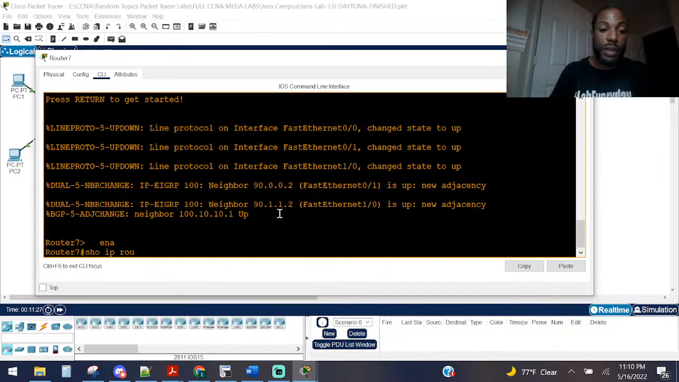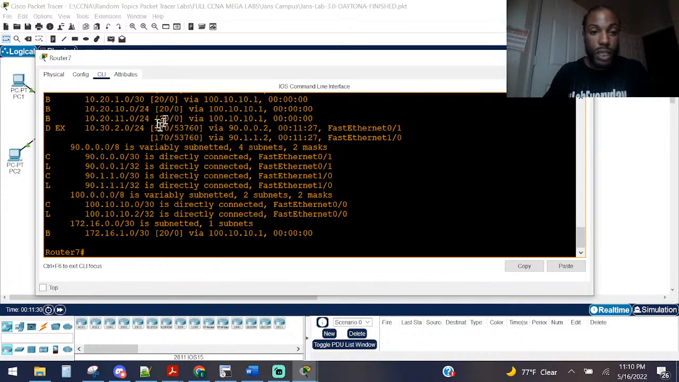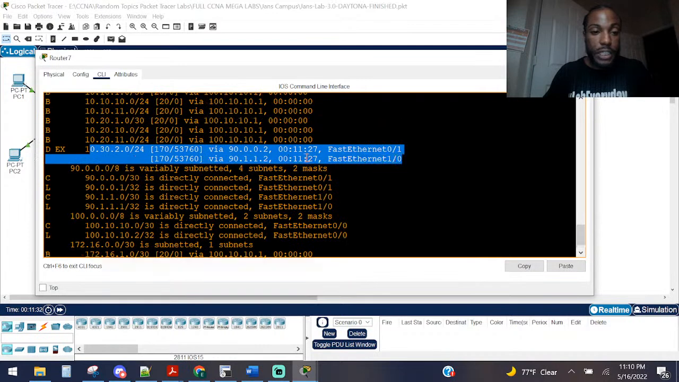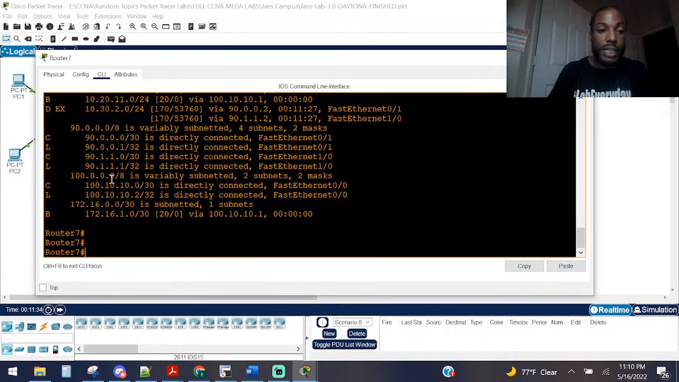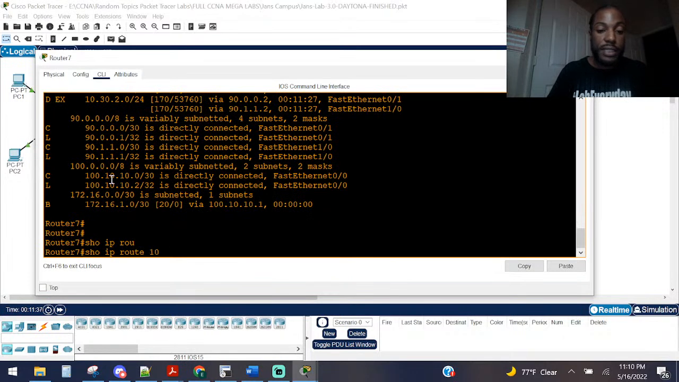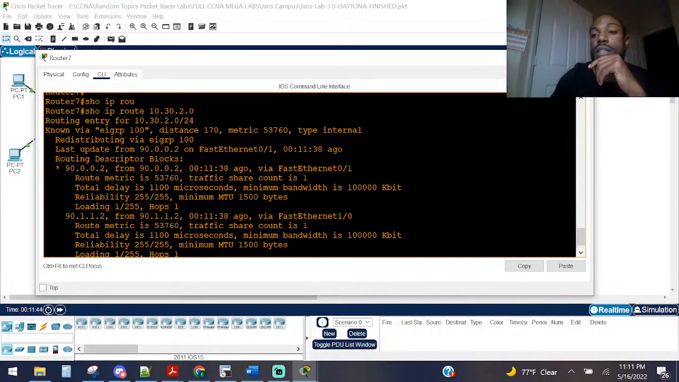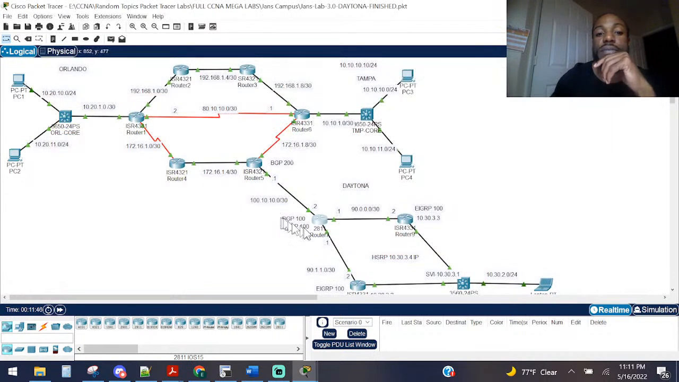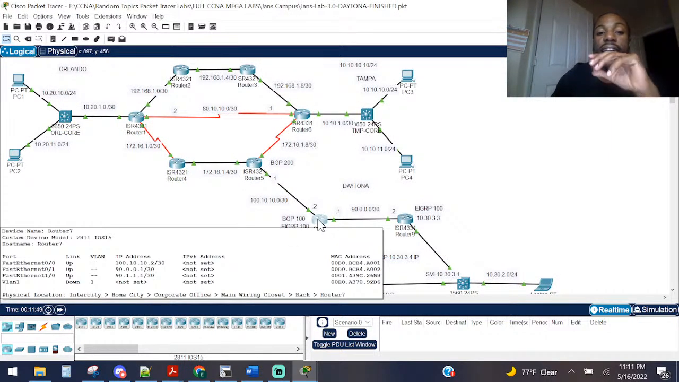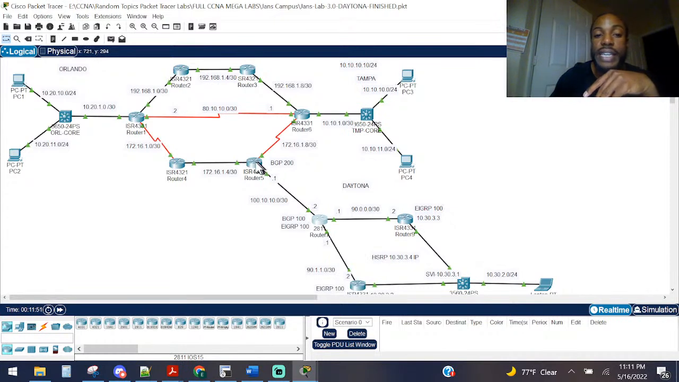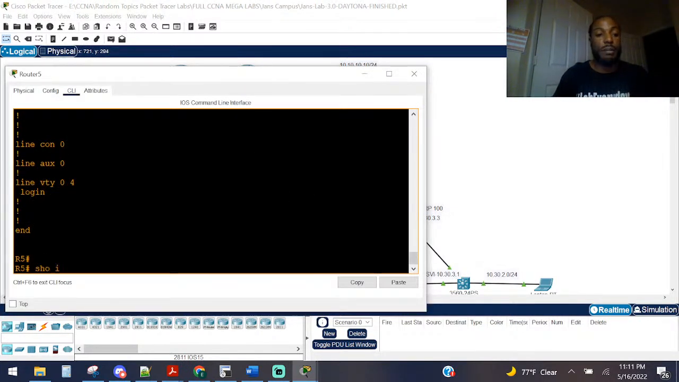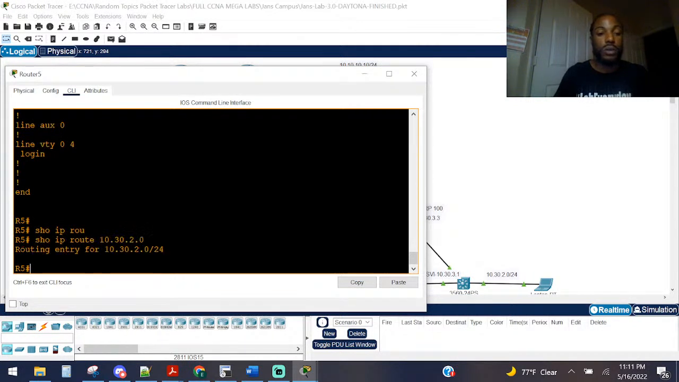Enable, show IP route. We got these equal EIGRP routes. He knows how to get to the 10.32.0 network. Let's see, show IP route, the 10.30.2.0 network. That could be something. It's got to be something with the metric. When he does it, he can get to it, and he's got like two ways to get there. This guy, when he does show IP route 10.30.2.0, see, that's what he's got, and he works.